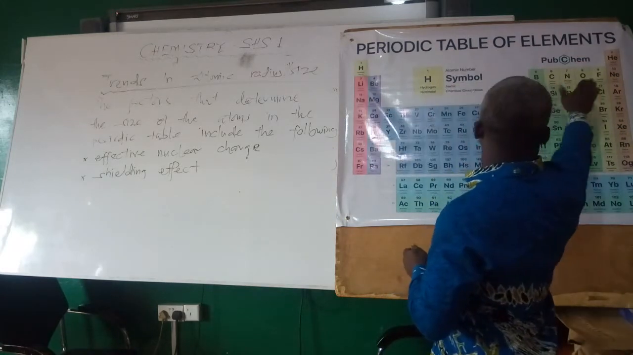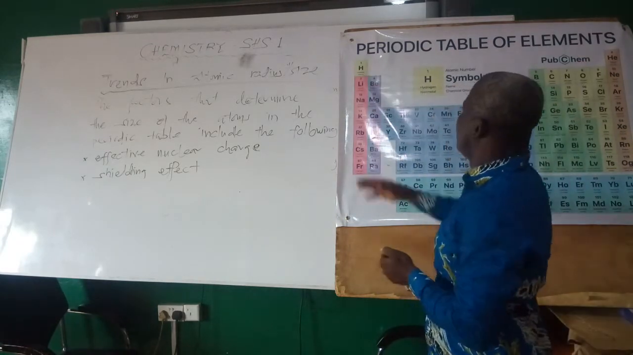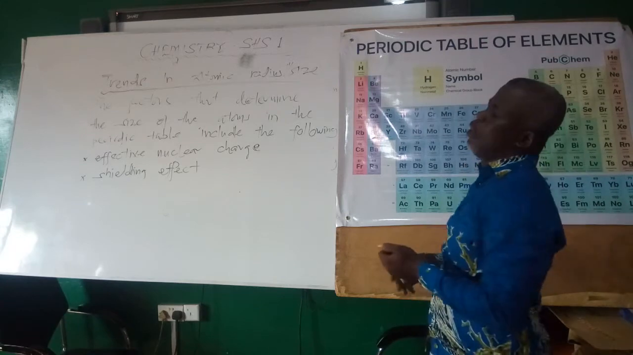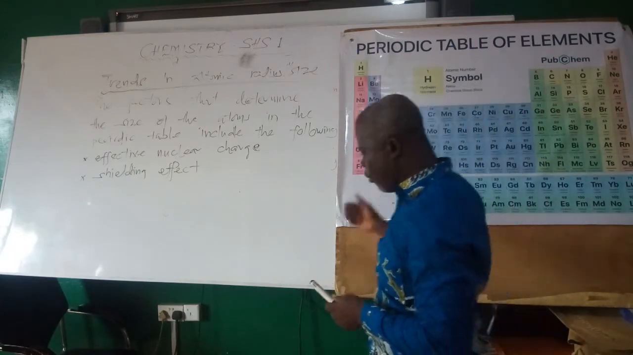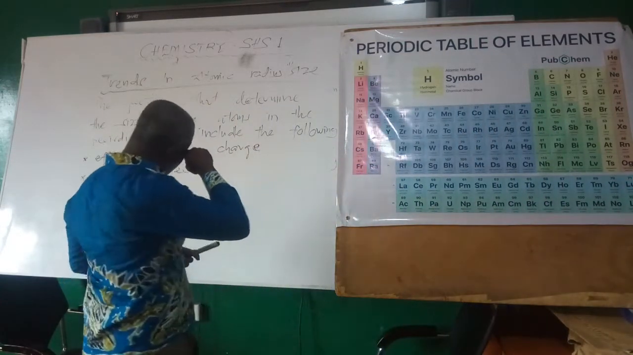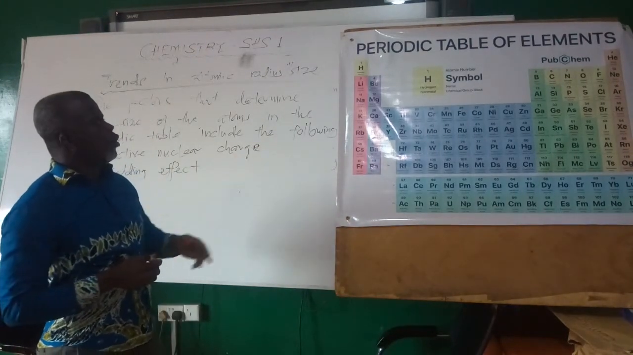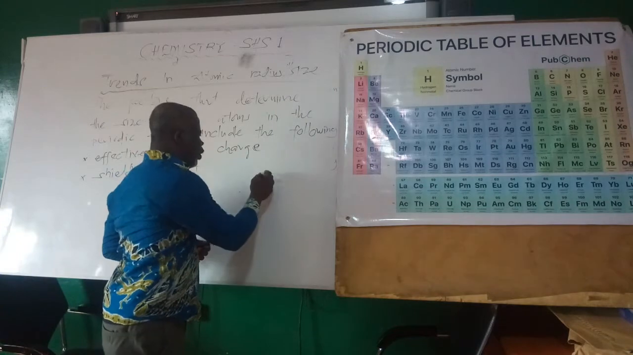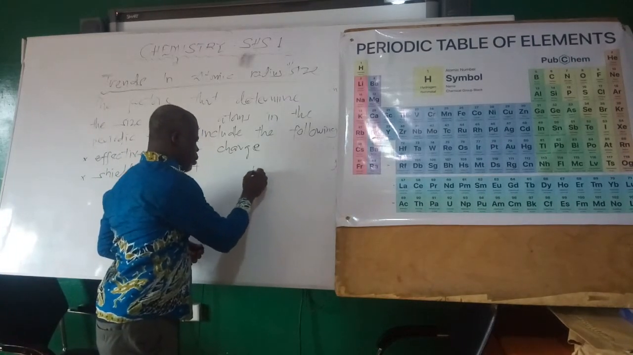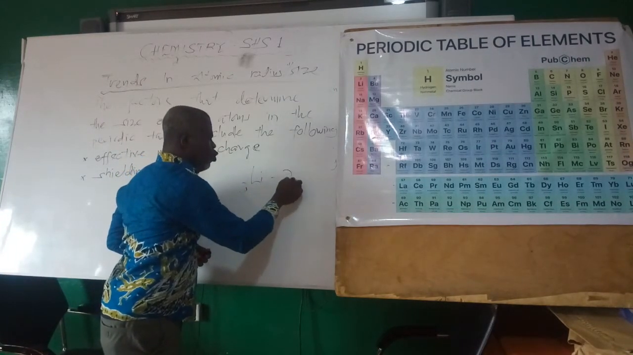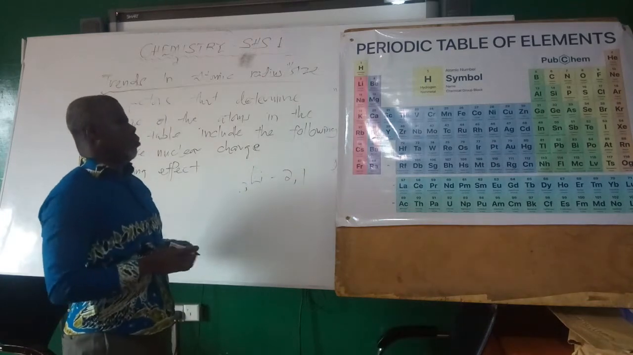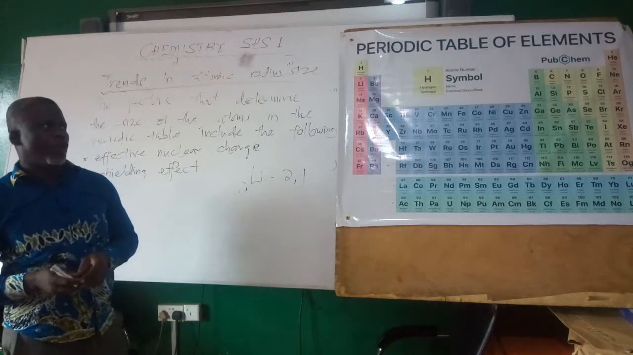If you look at the elements, let's take the period 2 elements, lithium, beryllium up to neon. They all have 2 subshells. So lithium, the atomic number is 3, so we are going to have 2, 1, meaning we have 1 electron in the outermost shell.